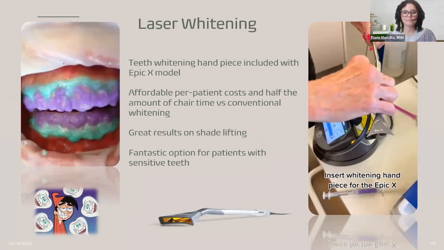Another thing with the Epic X model, it does come with the whitening wand. It is a little bit more affordable, and there are great shades on lifting. So let me just show you guys really quick how you would be using the laser unit with whitening. But again, this will only work with our proprietary laser whitening. So make sure that you're not trying to use another company's laser system. It's not going to work.